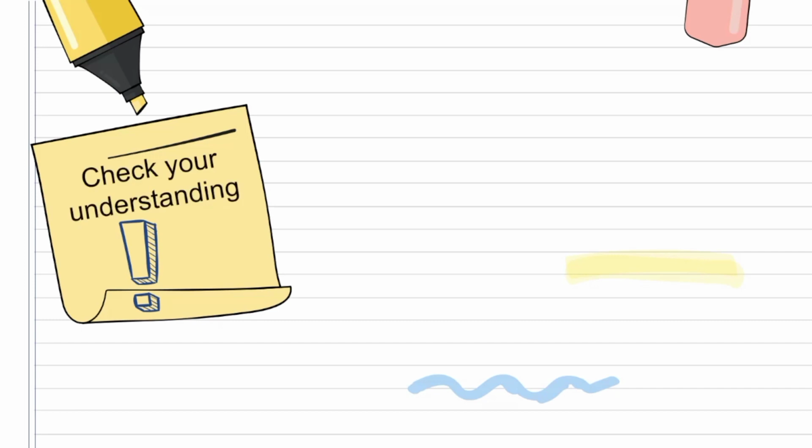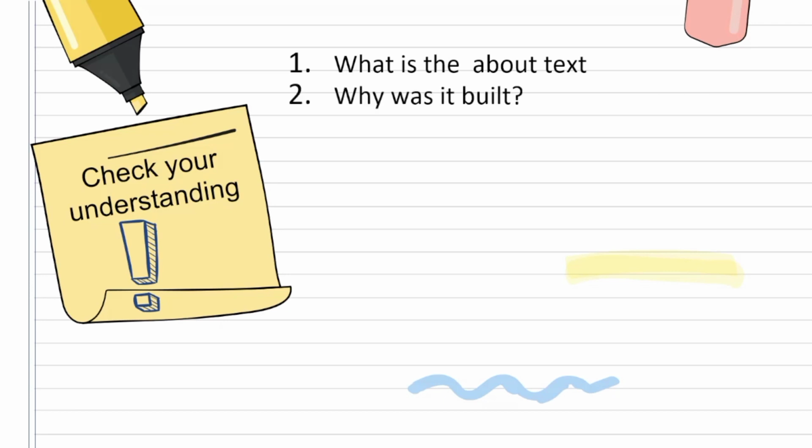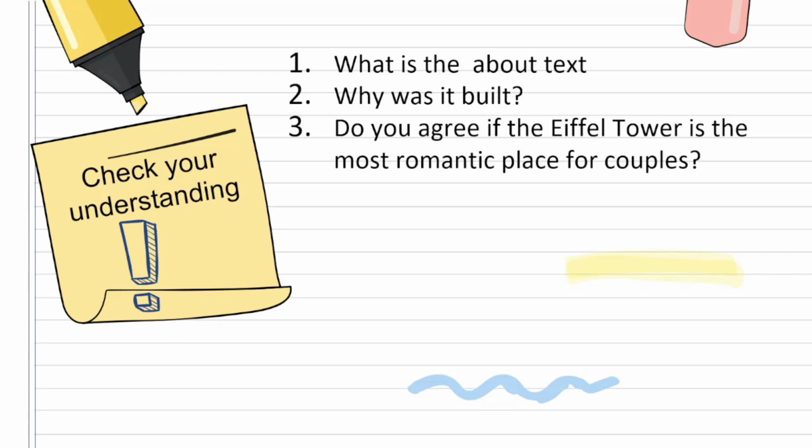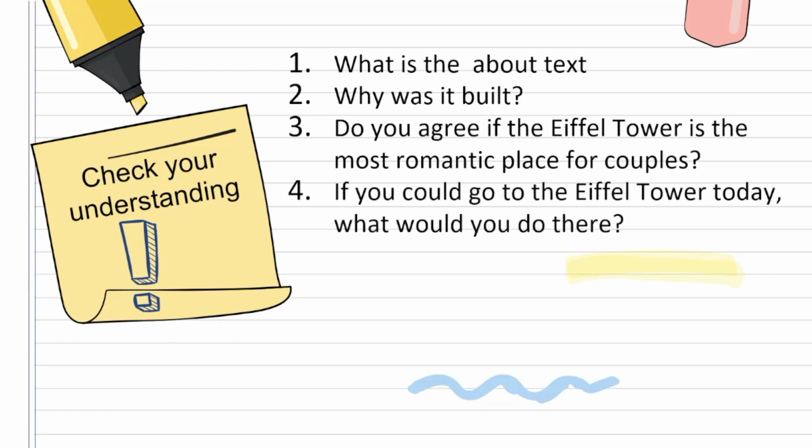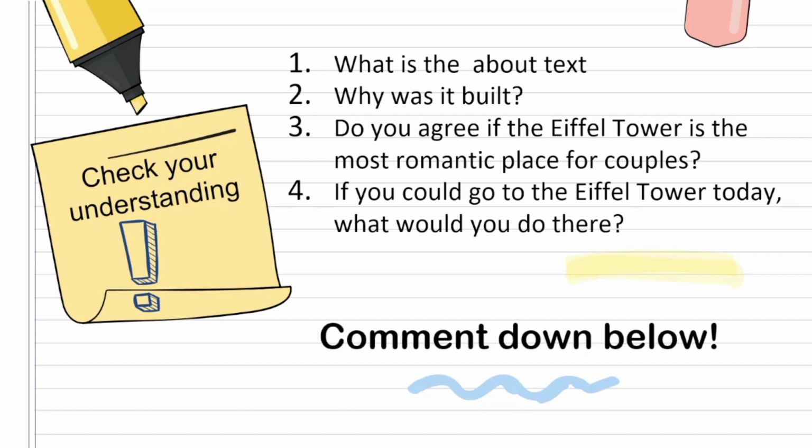Okay, so now to check your understanding, please answer what the text is about. Why was it built? Do you agree that the Eiffel Tower is the most romantic place for couples? And then, if you could go to the Eiffel Tower today, what would you do there? Okay? Please comment down below.